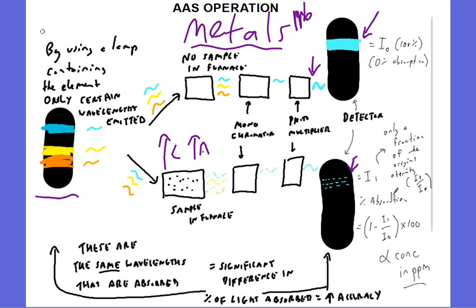And in actual fact, the percent absorption of light is directly proportional to the concentration of our sample in parts per million. This mathematics here is interesting if you're curious how it works, but this is the key relationship you've got to know. The percent absorption of light is directly proportional to the concentration of our sample in parts per million, and that's how AAS works.